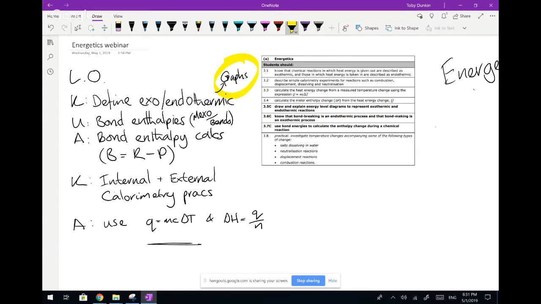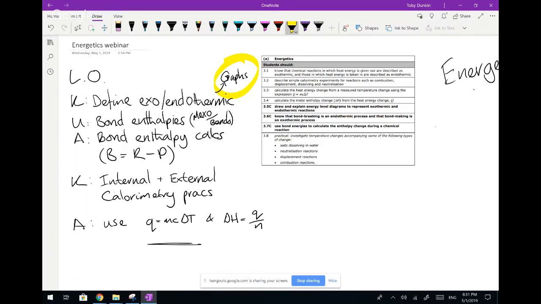Second learning objective, going to look at the understanding of bond enthalpies. It's nice to see my mexo-bendo rules there, which are always really, really useful on helping us remember which way round it goes. Mexo is the making of bonds, is exothermic. I'll clarify this in the notes shortly. And bendo is the breaking of the bonds, being endothermic.